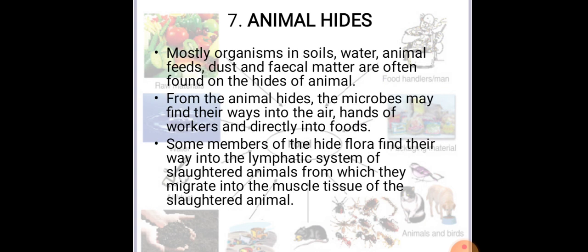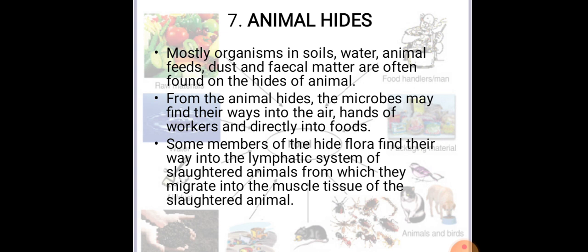Then the animal hides. The organisms present in soil, water, animal feeds, dust and fecal matter are often found on the hides of animals. So all of the microorganisms associated with these other sources are also present on the animal hide. From the animal hides, the microbes may find their way into the air and onto the hands of the workers and directly into the food. As the food samples are exposed to the air, under those conditions there is the introduction of the microorganisms present in the air into the food sample.